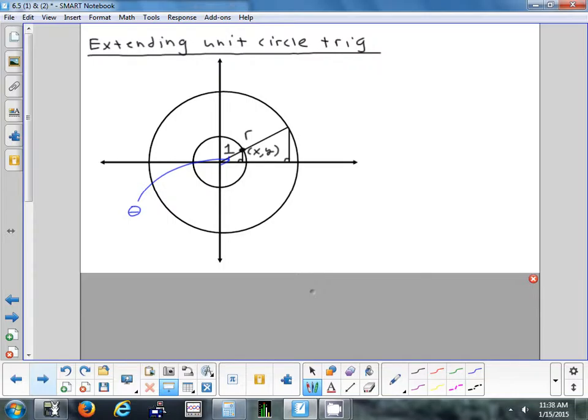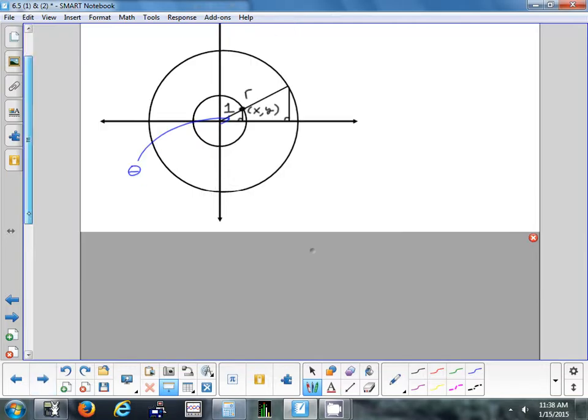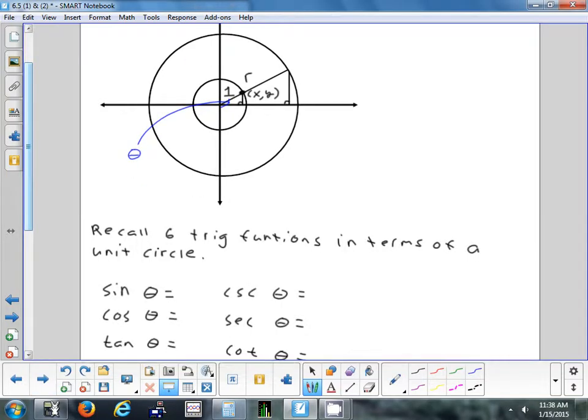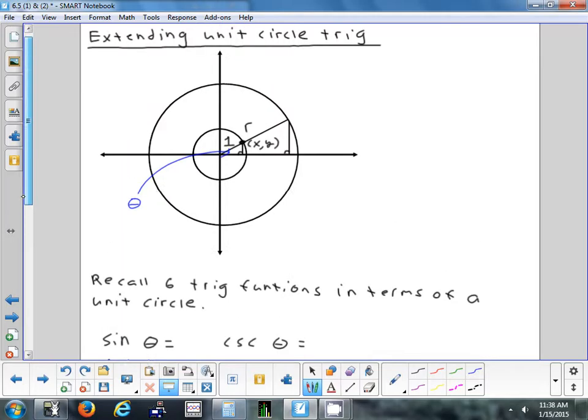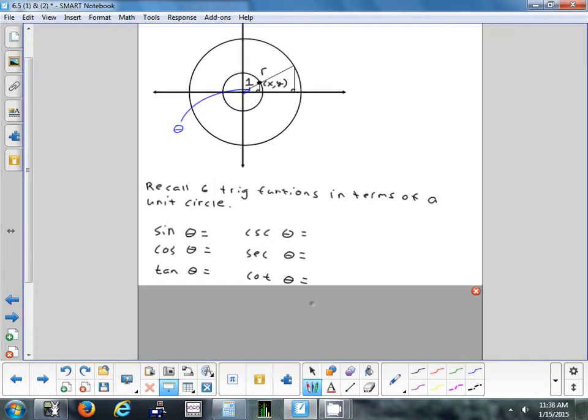We looked at all the trig functions on a unit circle. In fact, let's write down what they were. Okay, the sine was y, the cosine was x, and the tangent, anybody remember the tangent? It was a fraction. Darren? If you don't remember it, think about what's another way to write tangent. How could you rewrite tangent using two other trig functions?